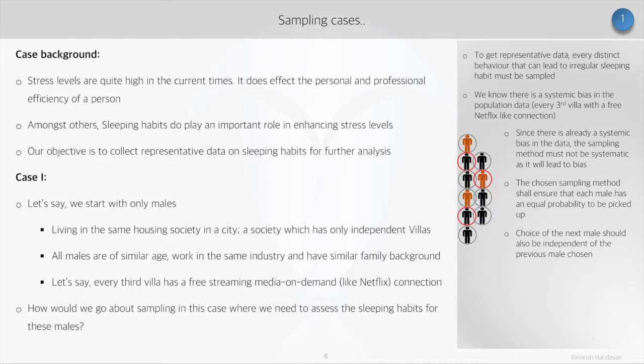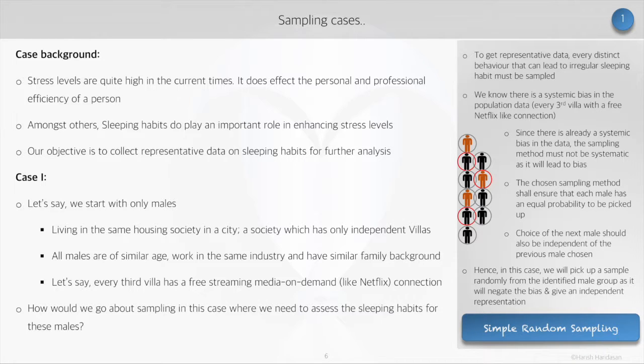Hence, in this case, the sampling method should be such that each house or each male has an equal probability to be sampled. The choice of the next house should not depend on the previous house chosen. That is, it should not be like choosing every fourth house after the chosen house. So in this case, an unbiased sample would be when we pick up a sample randomly from the identified male group, as it will then negate any bias and give an independent representation. This method is called simple random sampling.